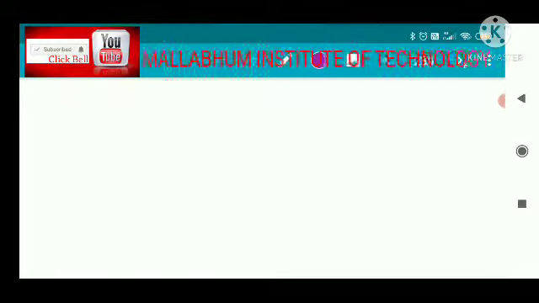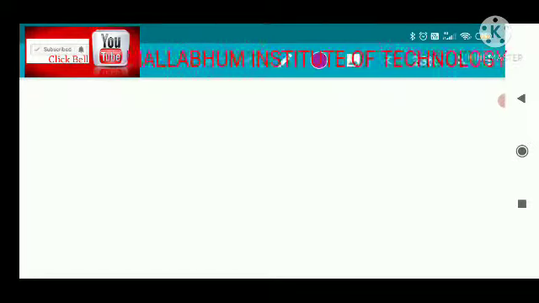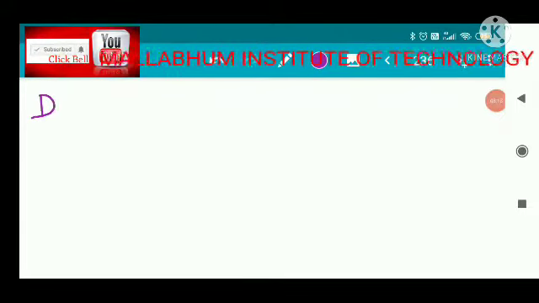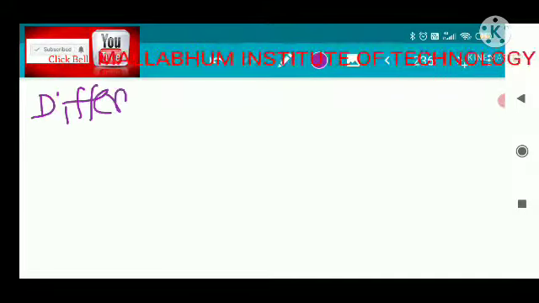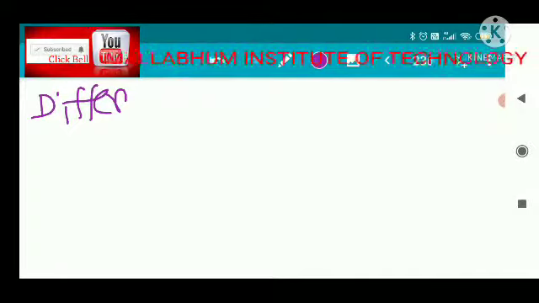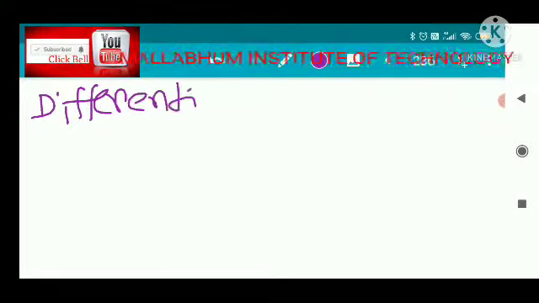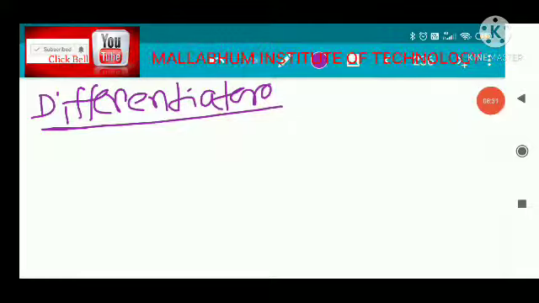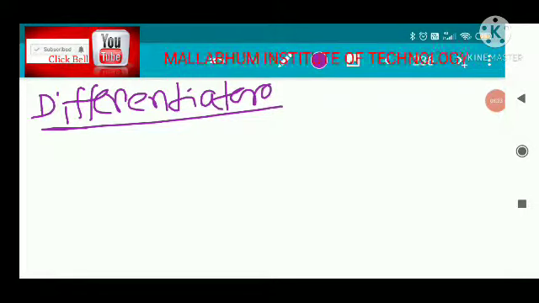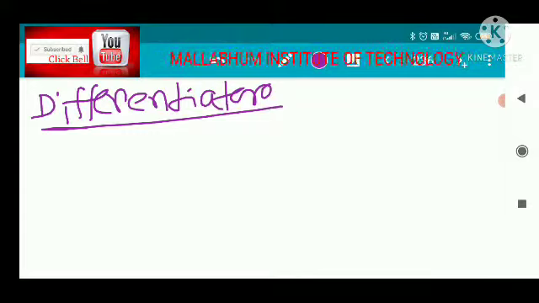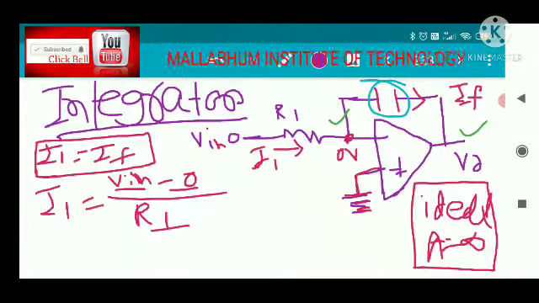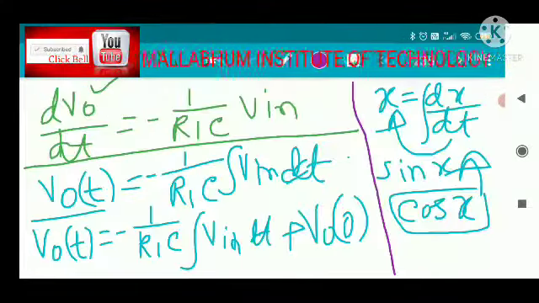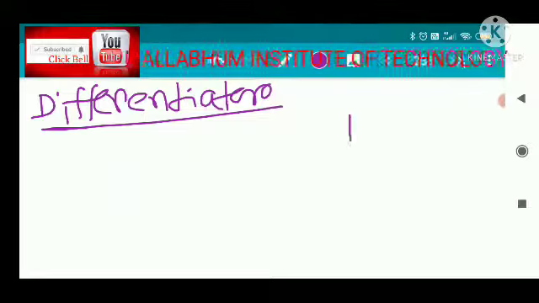The next circuit we will discuss is the differentiator circuit. If in the integrator circuit we interchange the positions of the resistor and the capacitor, then it becomes a differentiator circuit. So the differentiator circuit looks like this.